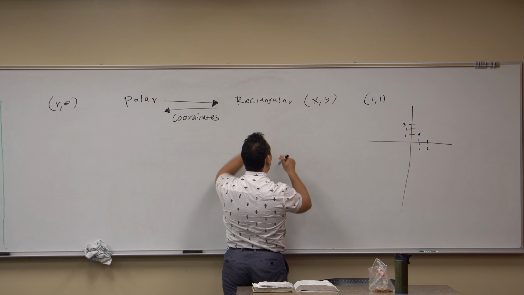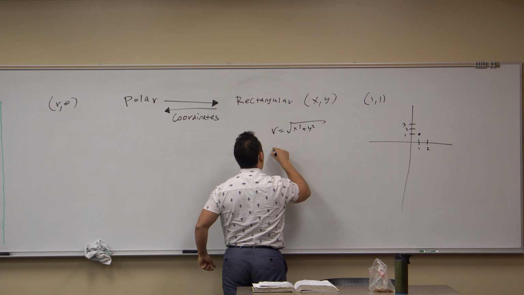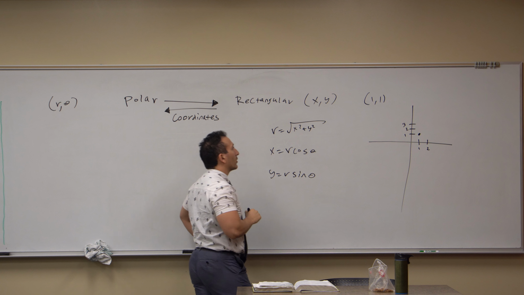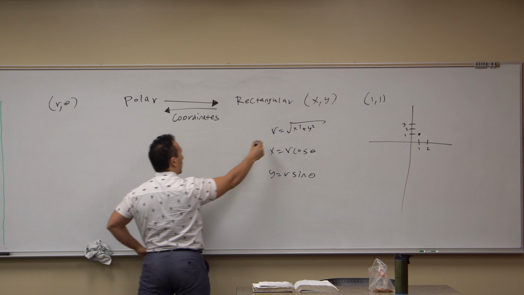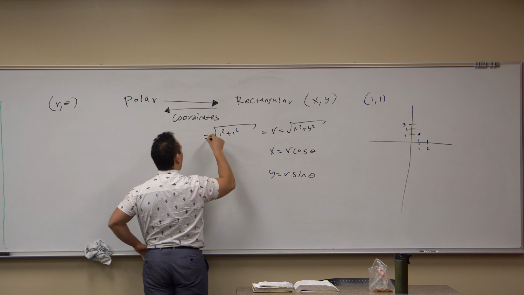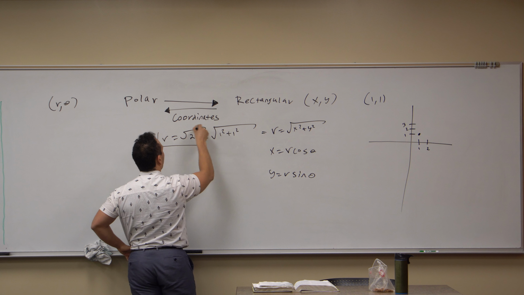Transformation equations coming right up. R is equal to the square root of x squared plus y squared. X is equal to r cosine of theta. Y is equal to r sine of theta. Beautiful. So now our r is equal to the square root of 1 squared plus 1 squared, which is 1 plus 1, which is root 2. This is my r.